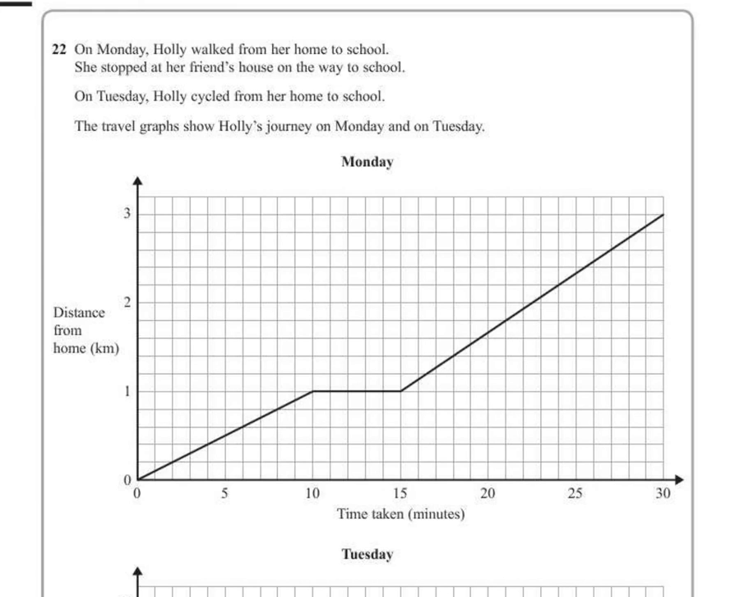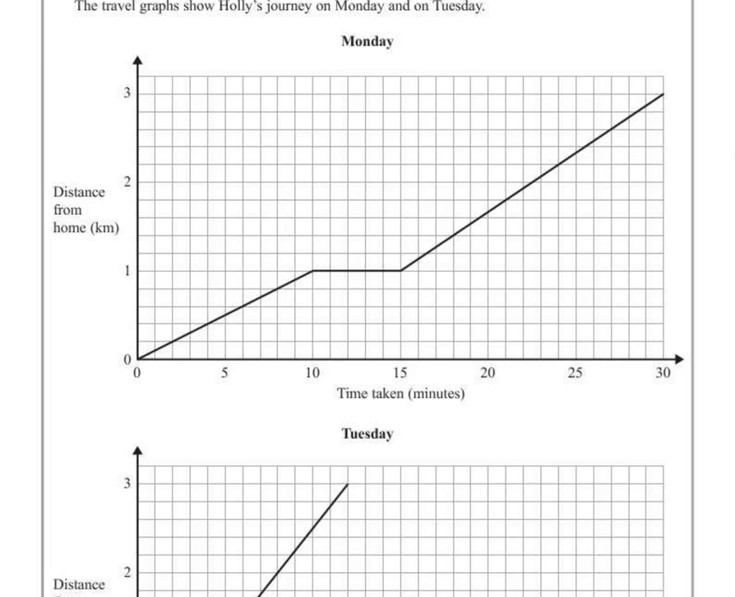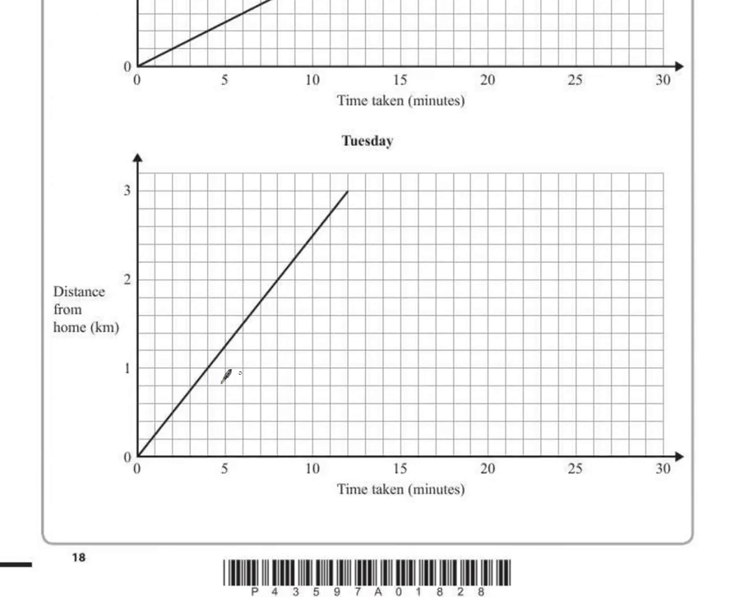I'm going to have to jump backwards and forwards between the two pages for this question. So the first graph shows her journey from home to school, stopping in the middle. That's what this horizontal line means. And then continuing the journey. And on Tuesday, it shows a much faster journey into school and therefore shows her bicycle journey.